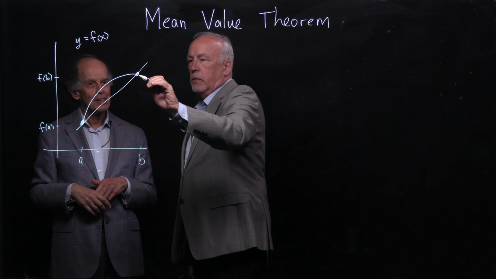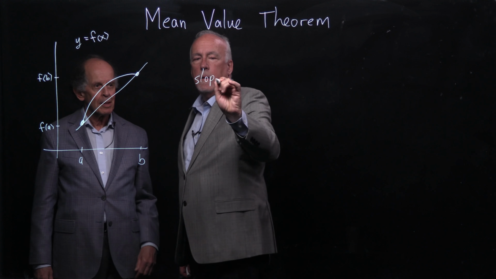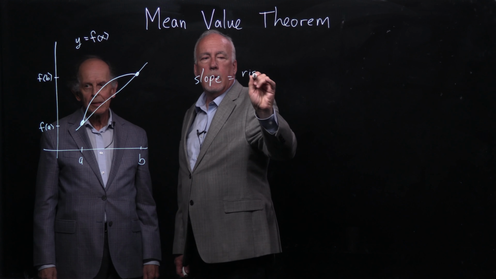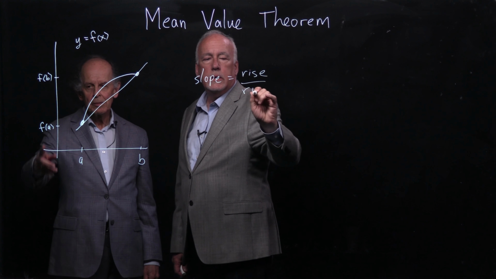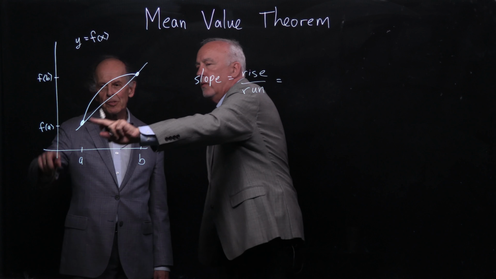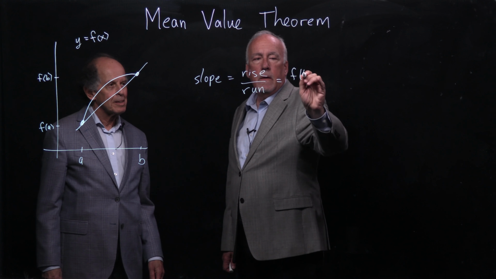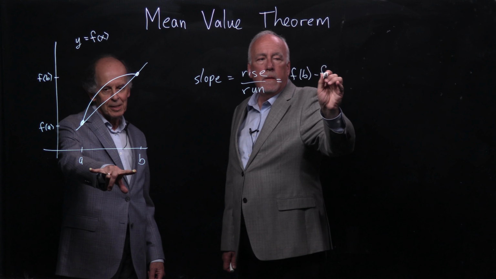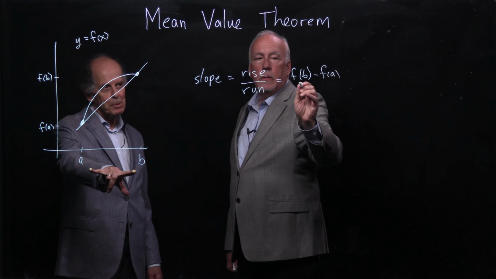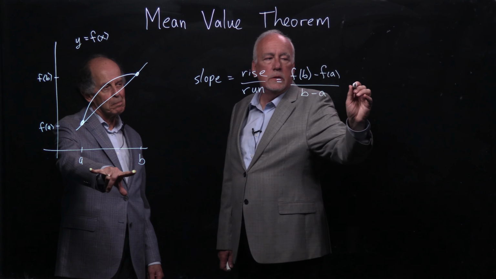So slope is rise over run. What's the rise? Well, go from there to there, right? F of b minus f of a. And the run is here. So that's over b minus a. And we often call that thing m. Call that m.